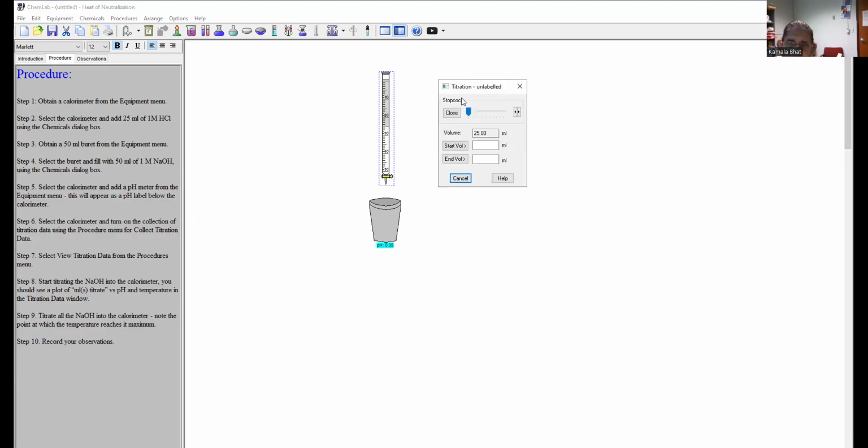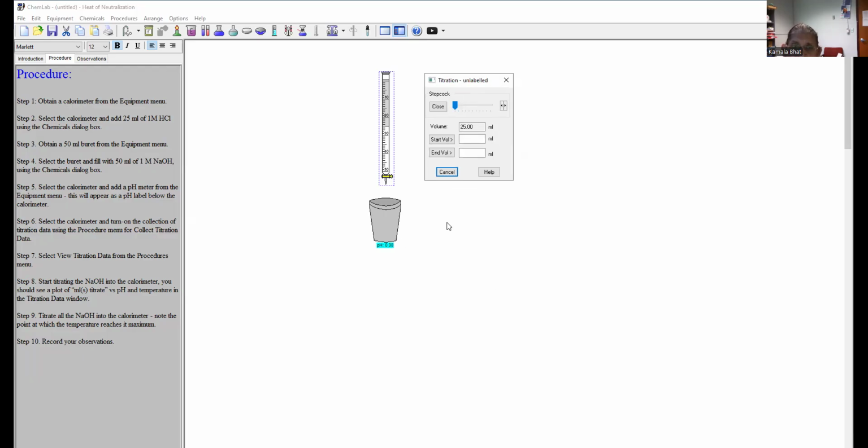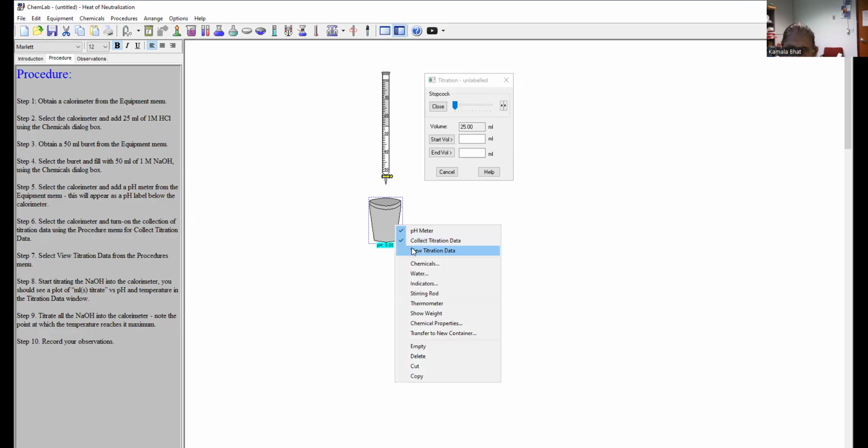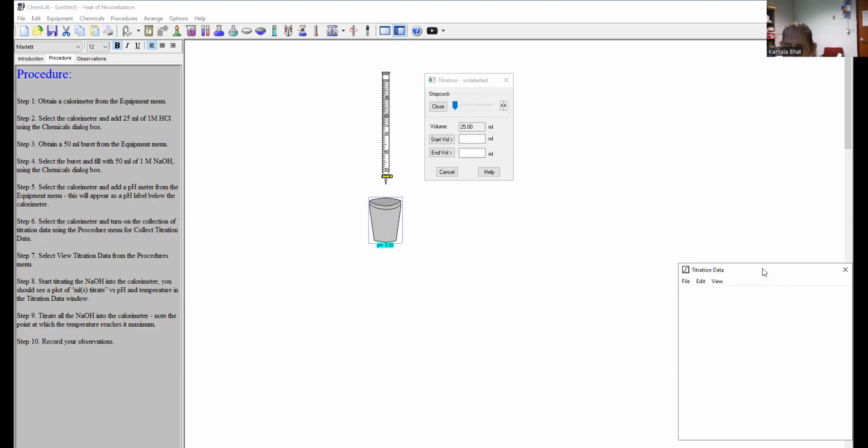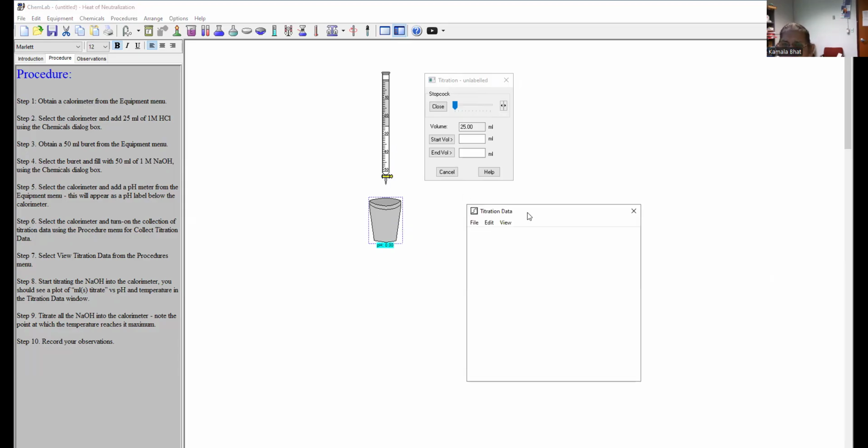I've kept the titration dialog box so that you can see it beside. And then I'm going to right-click and get a pH meter. Oops, right-click, I got the pH meter, and then I'm going to right-click again to collect the data. Again, right-click on the pH meter, and I'm going to say view the graph, the table, titration data.